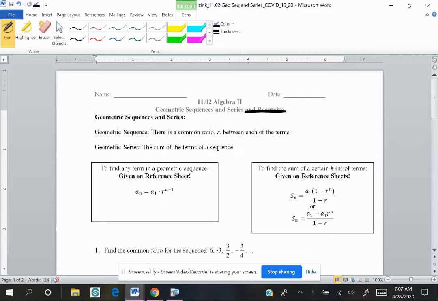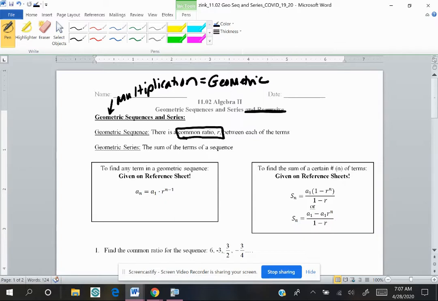The difference between them is instead of adding something to get to the next number like we did in arithmetic, we're going to be multiplying by something to get to the next term. So think multiplication when you see geometric, and think addition. Arithmetic starts with an A, addition starts with an A. Think addition for arithmetic, multiplication for geometric.